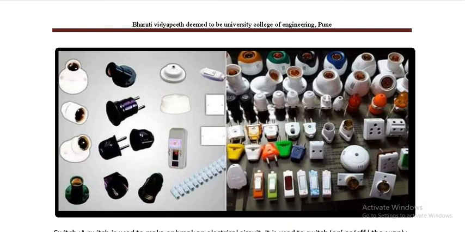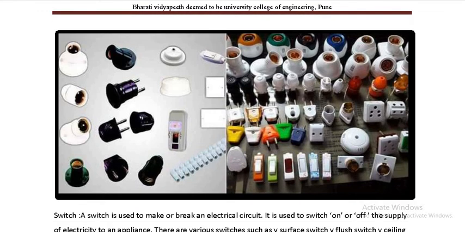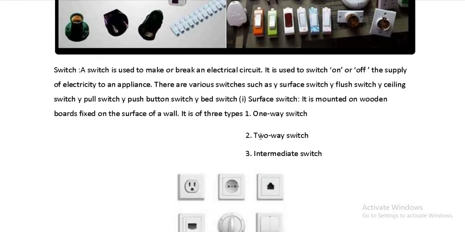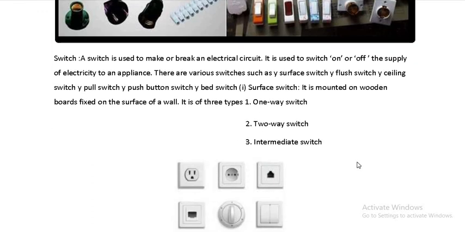Now when I talk about wiring accessories, you can visualize these many things. You can see over here the different buttons, the different switches, the different MCBs, the pendant holders, etc. So let us deal with them one by one. Let me talk about the switch first. Now when I talk about switches, there can be three types of switches. One is called a one-way switch.